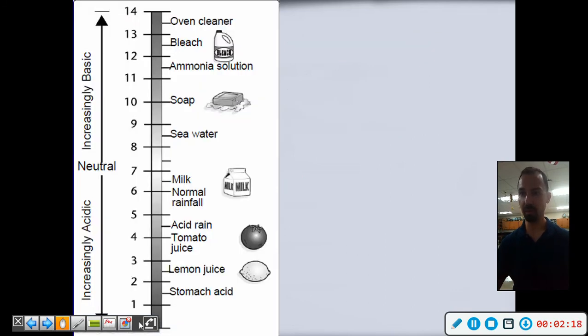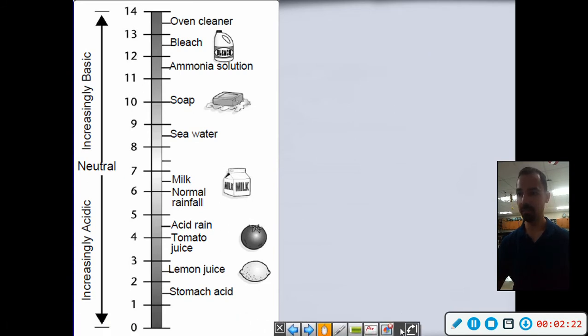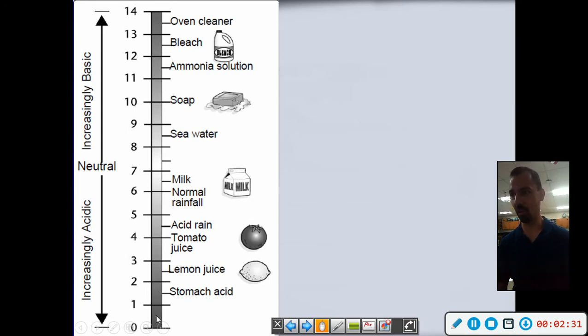All right, so here is the pH scale. So to give you an idea, remember it goes from 1 to 14. Really 0 to 14, but nothing's going to be 0 on the scale. Something will be above it. Stomach acid is 1.5 on the acidic scale, so it actually is very acidic. Lemon juice is 2.5. Tomato juice is 4. Now, as we go up the list here, these acids are getting weaker and weaker.